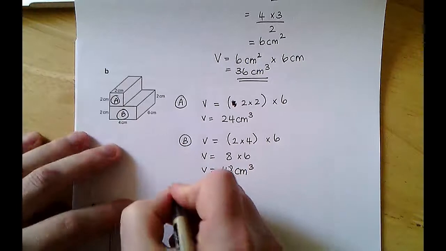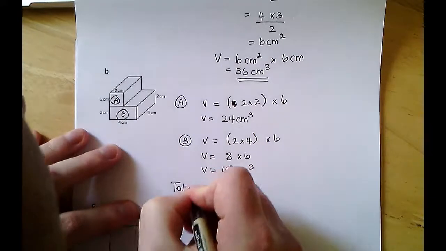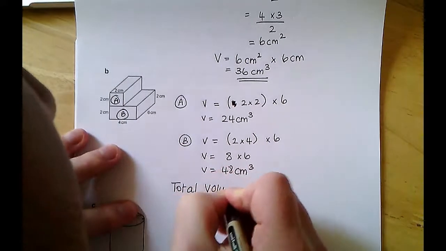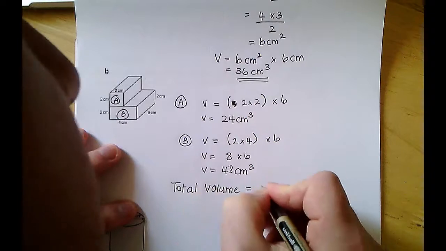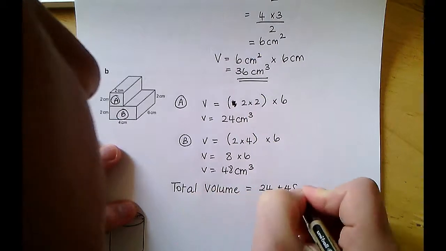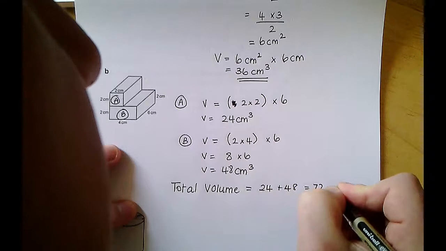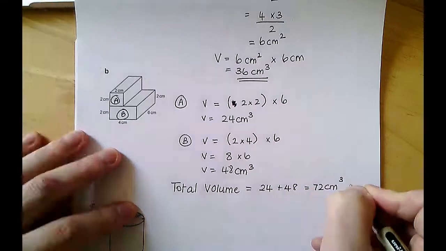So therefore the total volume is going to be 24 plus 48, which is 72 centimetres cubed.